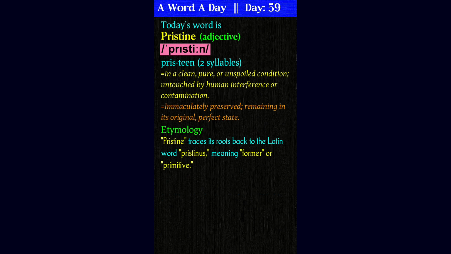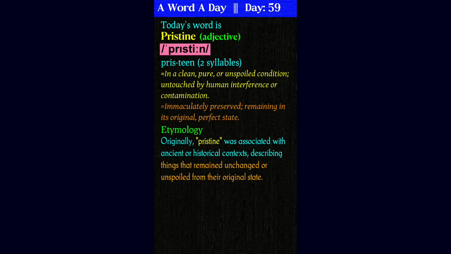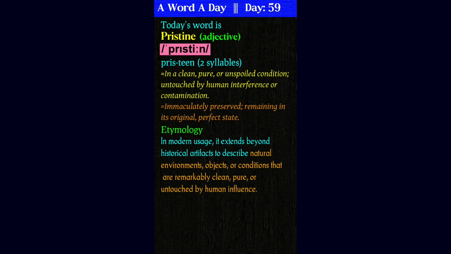Etymology. Pristine traces its roots back to the Latin word pristinus, meaning former or primitive. Over time, it evolved to convey the sense of original purity or untouched state that it holds today. Originally, pristine was associated with ancient or historical context, describing things that remained untouched or unspoiled from their original state. In modern usage, it extends beyond historical artifacts to describe natural environments, objects, or conditions that are remarkably clean, pure, or untouched by human influence.